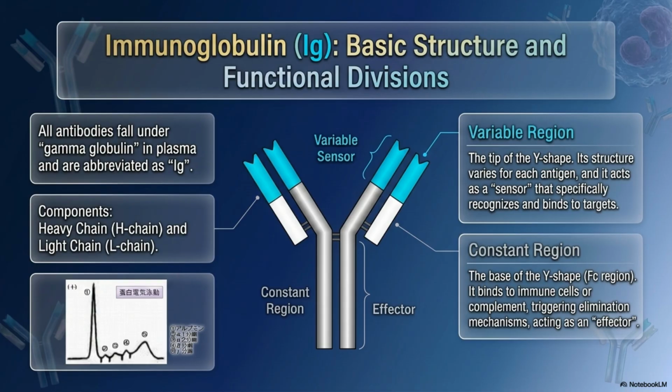Let's break down the basic structure of an antibody. Also known as immunoglobulins, they feature a distinctive Y-shaped structure composed of heavy and light chains. The tips of the Y form the variable region, which acts as a sensor to recognize specific targets. The stem is the constant region, which functions as the effector, triggering the immune system to eliminate the threat.